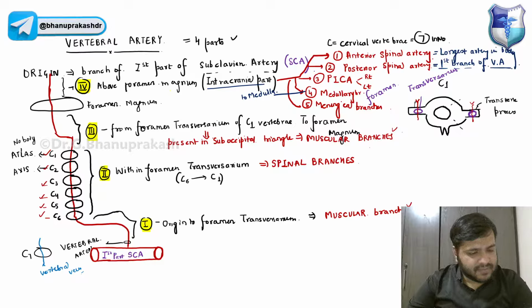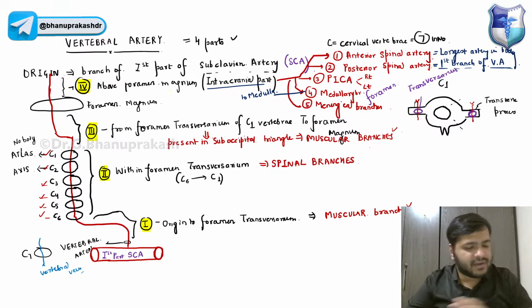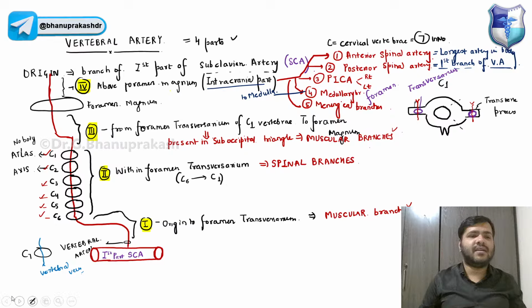So many times they have asked this question as well. It is the first branch of the vertebral artery. I hope this is clear to every one of you. Just give me a thumbs up in the chat box if this is done. If this is done, the vertebral artery is done.